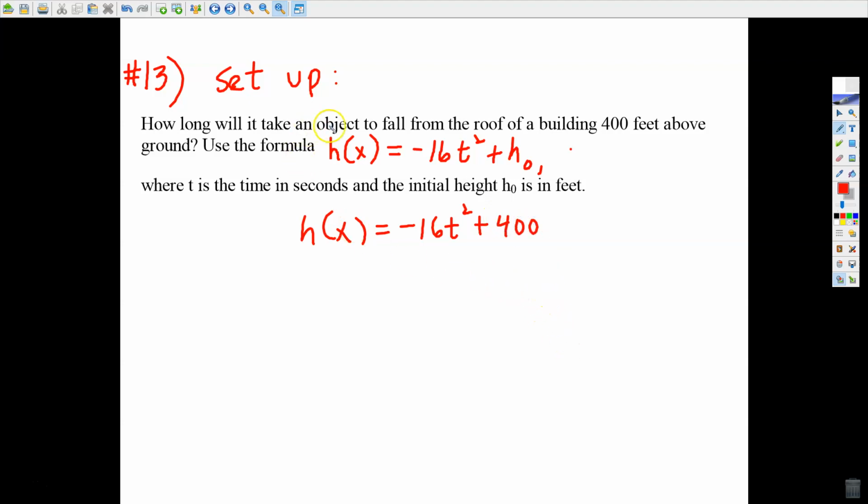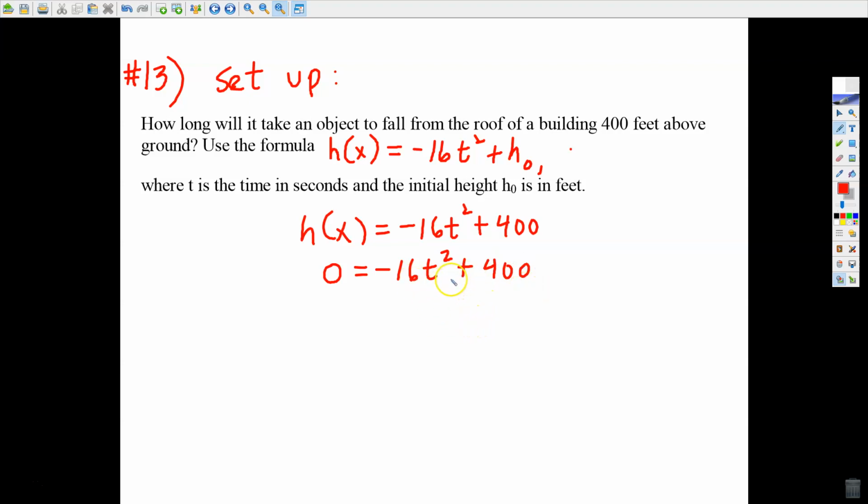All right, so once again, how long will it take an object to fall from the roof? In other words, how long will it take to hit the ground? It's another way of expressing that. And when the object is on the ground, it's at height 0 feet. H represents height in feet. And so we're going to say, let this equal 0, and basically solve it. Solve for t. So I'm going to leave that part up to you.